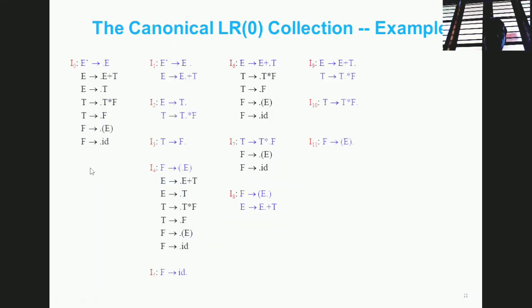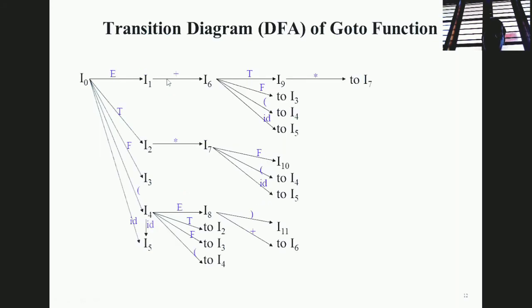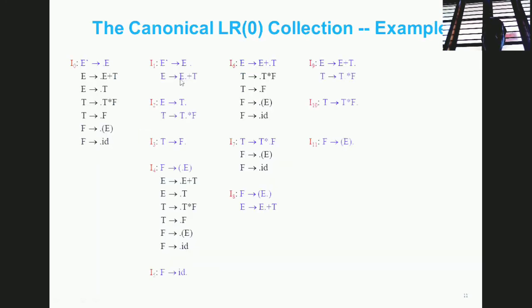Once again, from this I1, there is a transition on plus, that is goto of I1 comma plus, which will take you to E tends to E plus dot T. You can just observe that E plus dot T. Since T is a non-terminal symbol, we're going to add all the productions of T. Once again, we will add the productions of F. So it will be continuous. So you will get a new state. Similarly, you do it for I2.